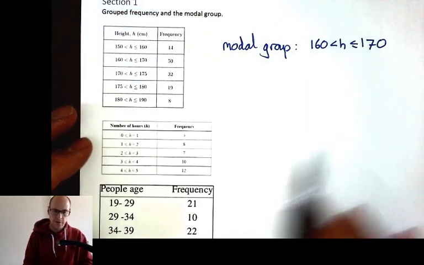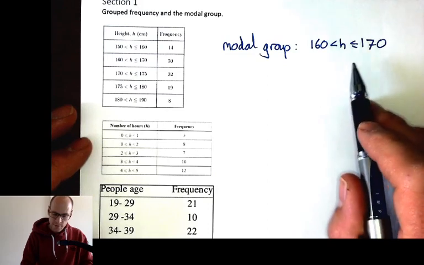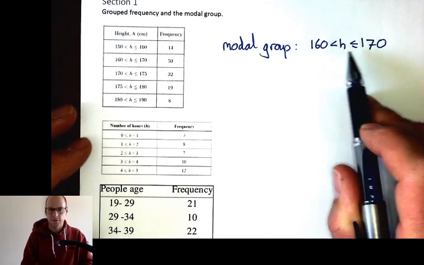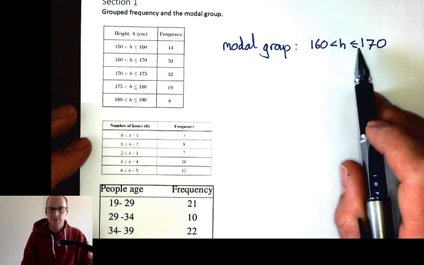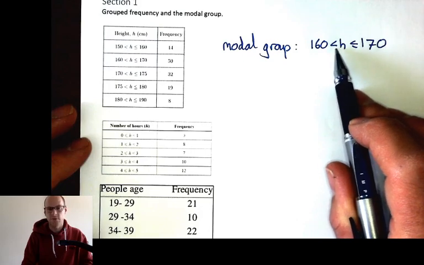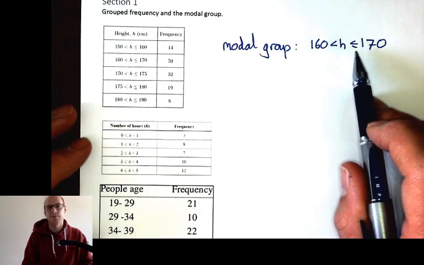I just wanted to remind you about these symbols. I've chosen two different examples on purpose. This symbol means that this group is going to have everything between 160 and 170 in it, and 170 would go into this group, but 160 wouldn't because this doesn't have the equal sign underneath, and this does.